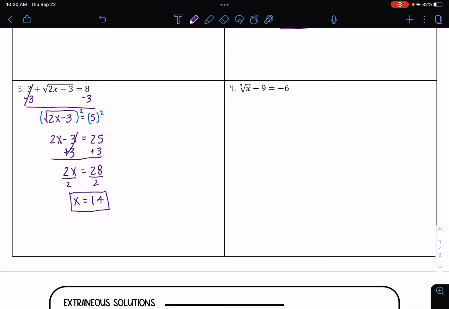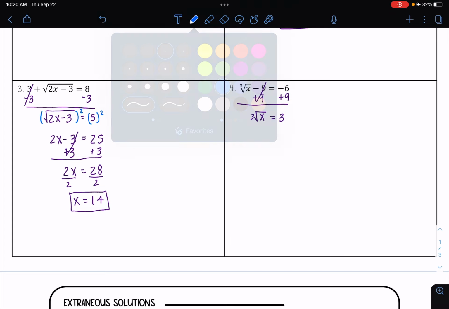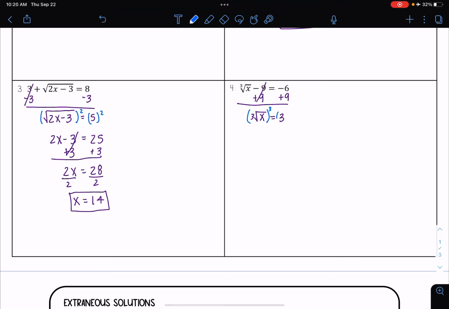Let's look at one last one. Here I have the cube root of x, minus 9, is equal to negative 6. First, I want to isolate that radical, so I need to move that minus 9. I'm going to add 9 to both sides, and I get the cube root of x is equal to 3. Then to get rid of that cube root, I need to raise both sides to the third power. And so I get that x is equal to 27.